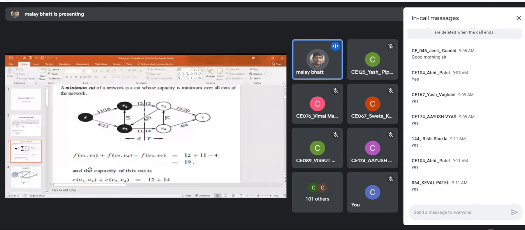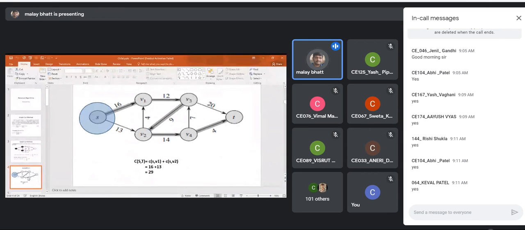So what do we have to do, ideally? We have to do a very simple thing. We have to consider all the different possible cuts, and find the minimum cut, because the minimum cut indicates a kind of bottleneck.